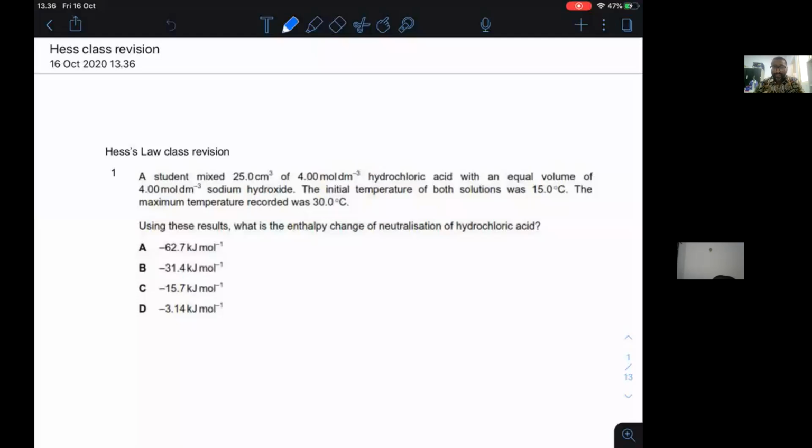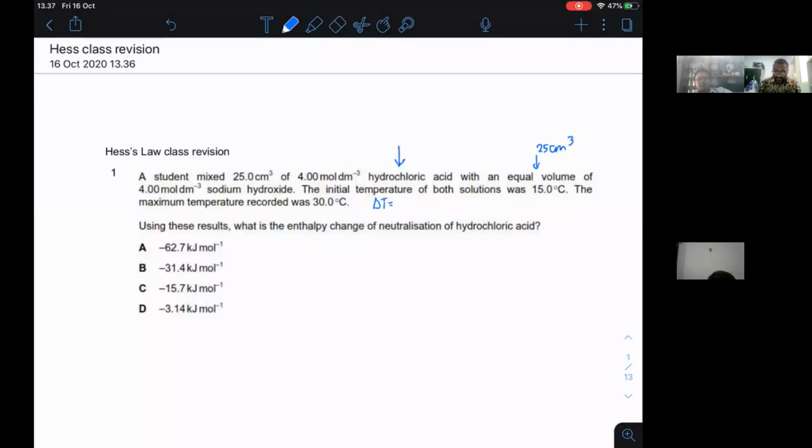So we will start with the Hess's law calculation. We will try different questions over here. In this one, you have hydrochloric acid that is going to be mixed with an equal volume, 25 cm³, of sodium hydroxide. The initial temperature is 15 and the maximum temperature was 30. You can calculate the temperature increase.